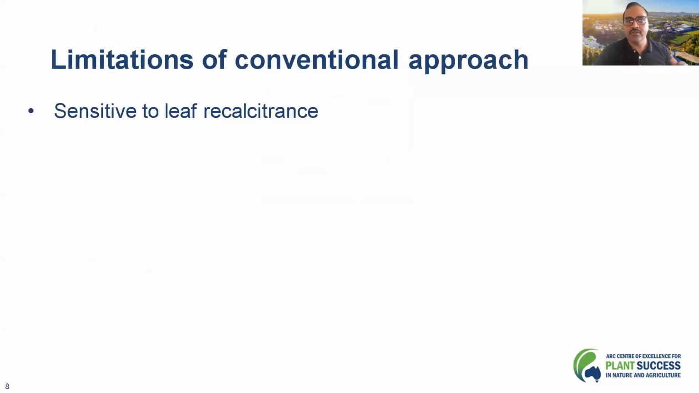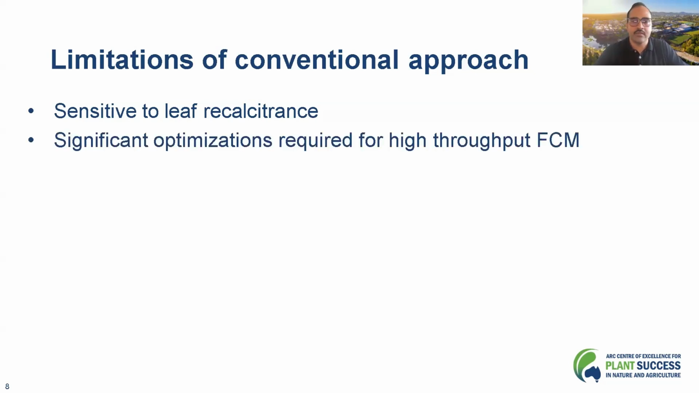So what are the limitations of the conventional approach? As I said, they are sensitive to leaf recalcitrants and secondary metabolites such as tannins, and these can degrade the nuclear integrity and also hinder the capability of propidium iodide to bind with the DNA. Sometimes we just need optimizations for high throughput FCM. I was working on more than 40 species, and these species have different morphology and different leaf chemistry, so one buffer does not work with everything. In that case, we need to seek some optimizations for better results.